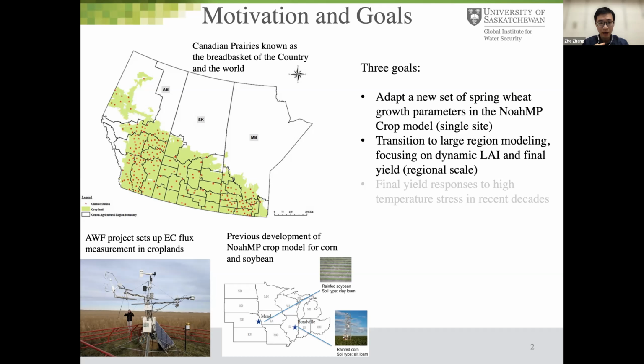But here, for my work, we focus mainly on modeling using the YMP crop model, which was originally developed for corn and soybean in the US Corn Belt. So our first goal here is to ask, can we adapt the new sets of spring wheat parameters in the YMP crop model, starting from a single site?